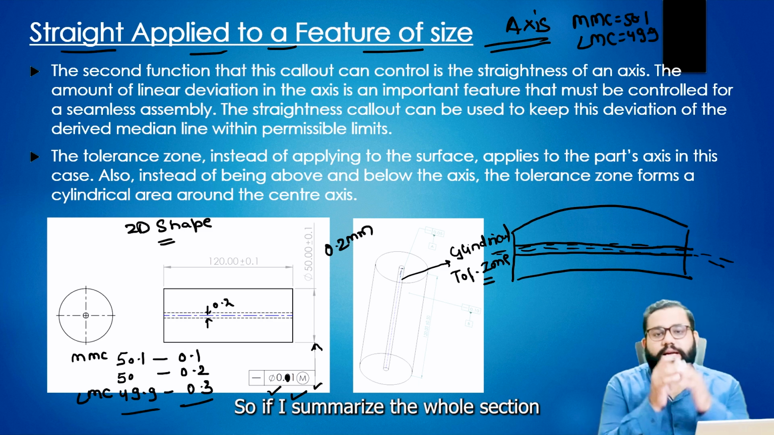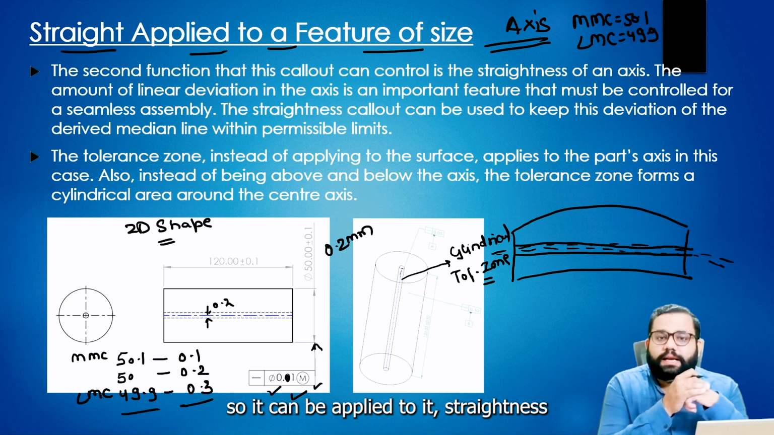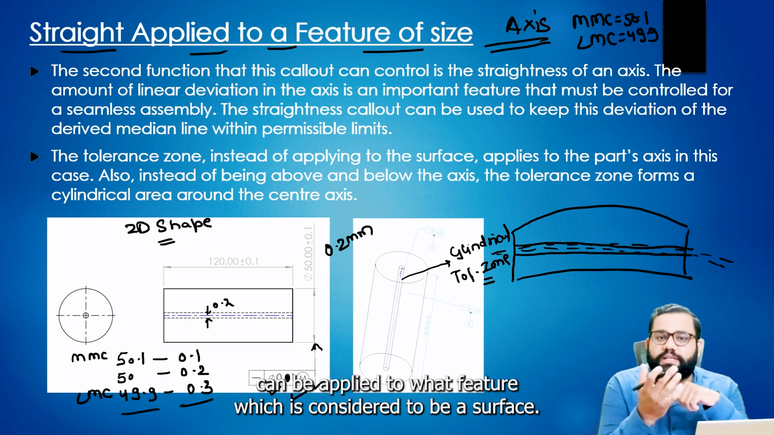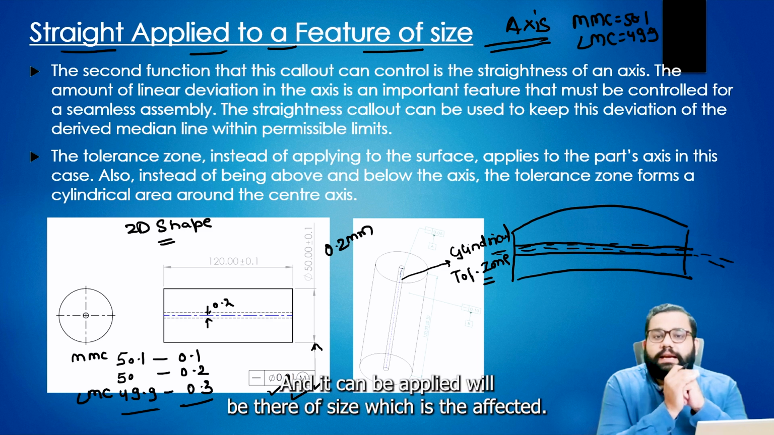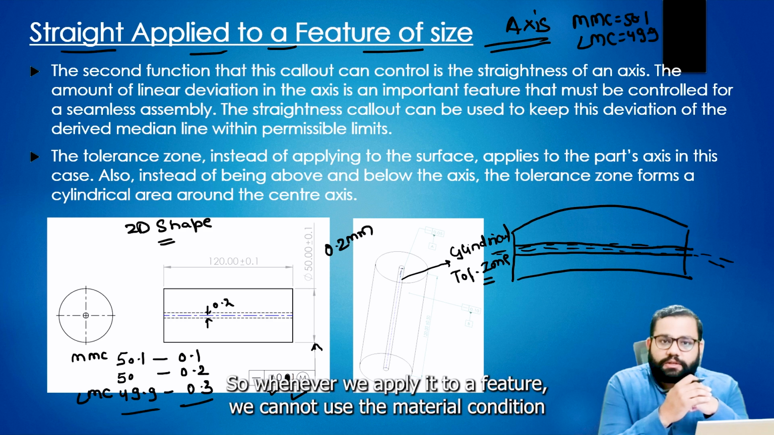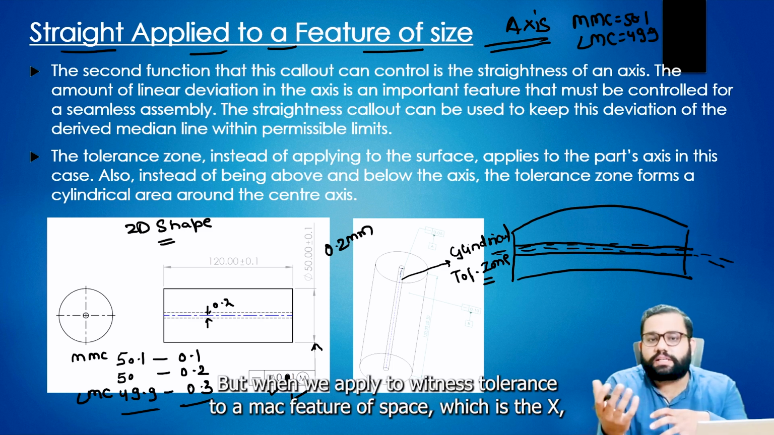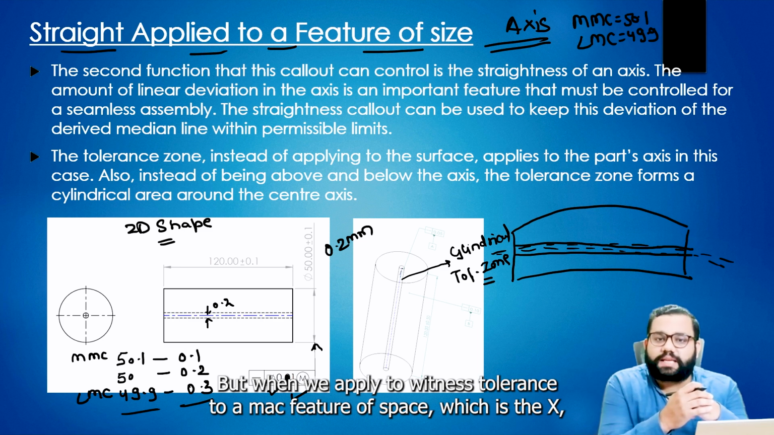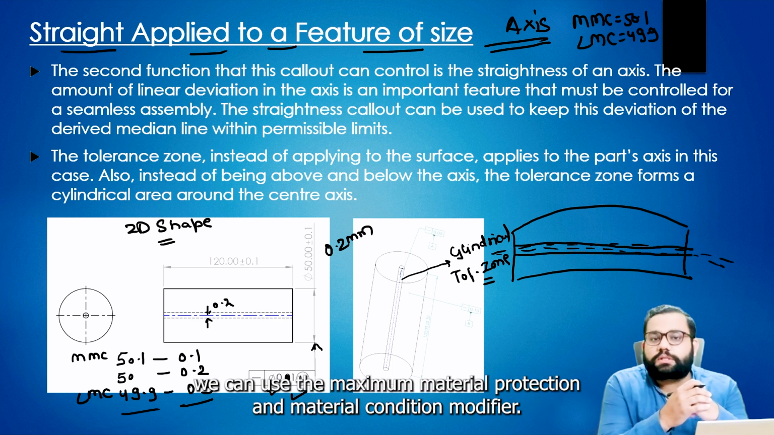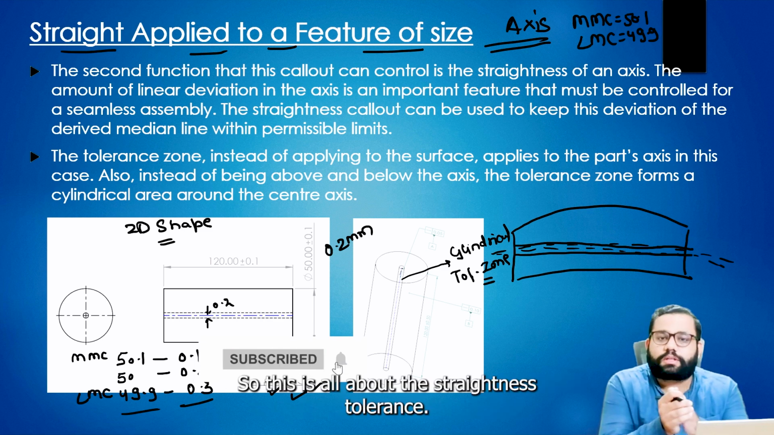If I summarize the whole session, straightness can be applied in two ways. Straightness can be applied to a feature which is considered to be a surface, and straightness can be applied to a feature of size, which is the axis. Whenever we apply it to a surface feature, we cannot use the material condition modifier, the MMC or LMC condition. But when we apply a straightness tolerance to a feature of size, which is the axis, we can use the maximum material condition and least material condition modifier. So this is all about the straightness tolerance.